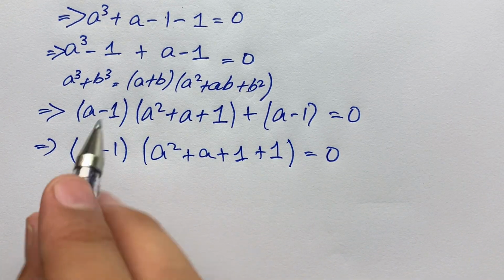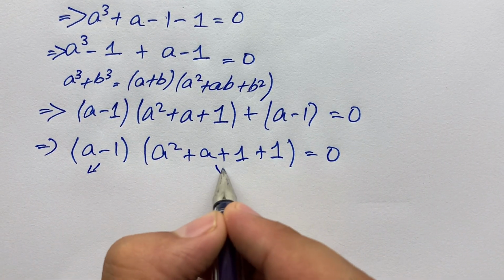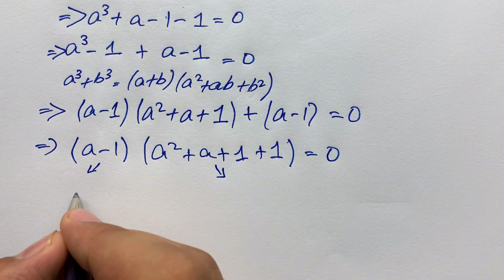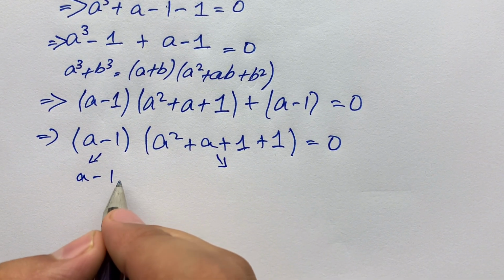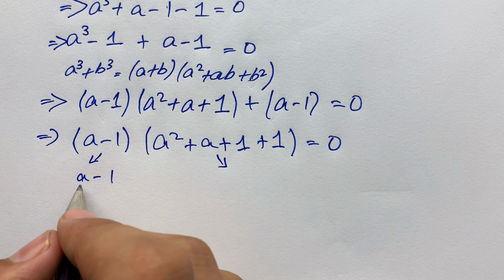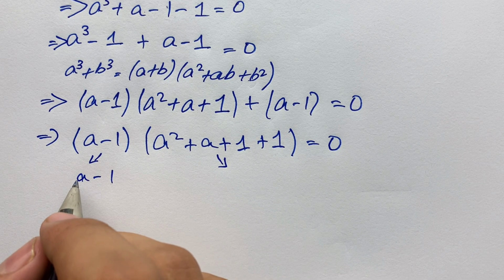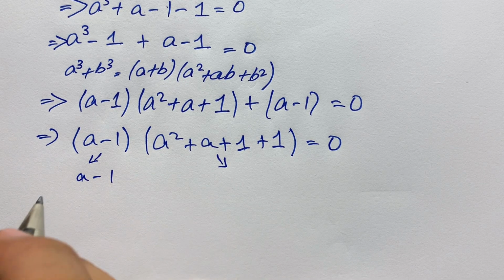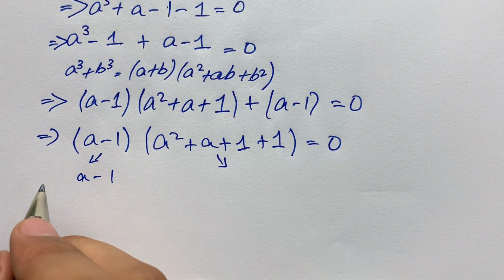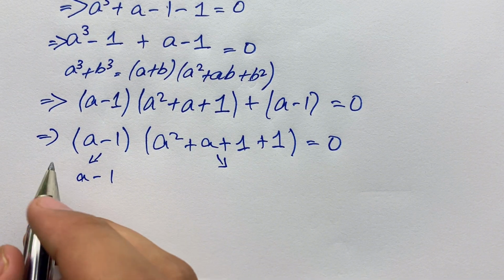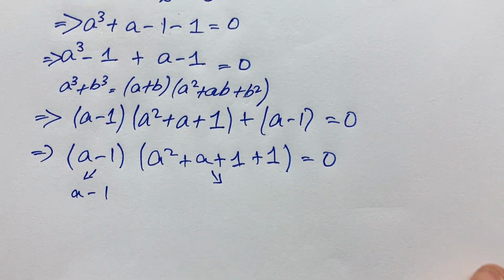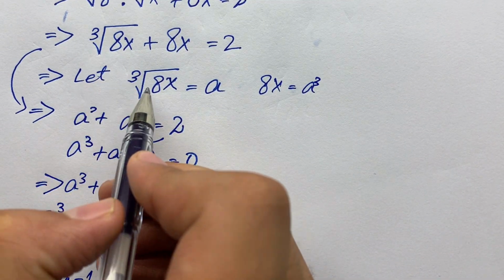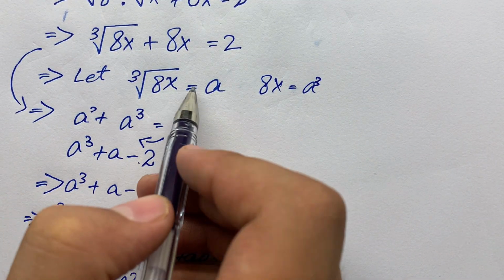Now we get two sides, one is this, second is this. One is a minus 1 equal to 0. Now we are recalling our value of a. Our a is equal to under the root of 8x × 3. Now we recall our equation: let root of 8x × 3 be equal to a.